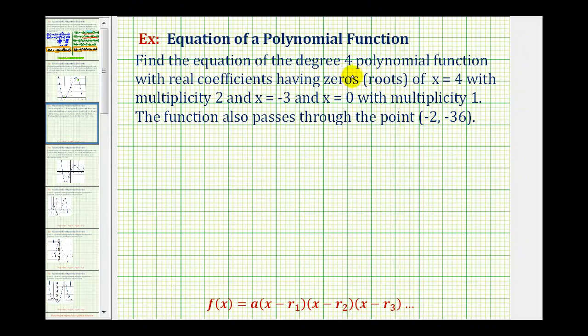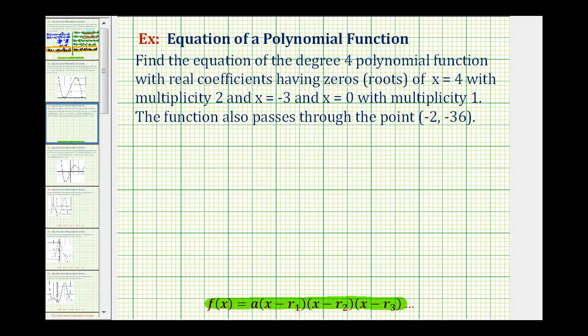So to find our polynomial function, we're going to find it in factored form, or the form given here below, where f of x equals a, some constant, times the factor of x minus r sub 1, times the factor of x minus r sub 2, and so on, where r sub 1, r sub 2, r sub 3 are the zeros or roots of the function. Remember, the zeros or roots are the values of x that make the function equal to 0. So we'll start by finding the factors of our polynomial function, and then we'll find the value of a using the given point.